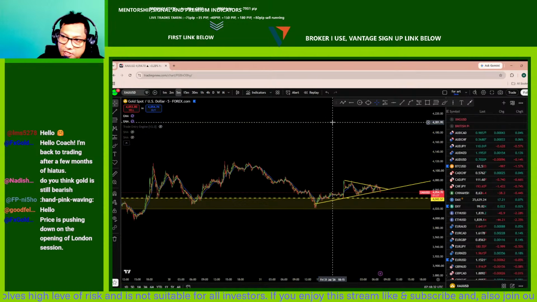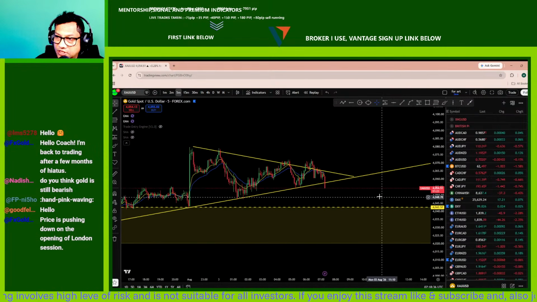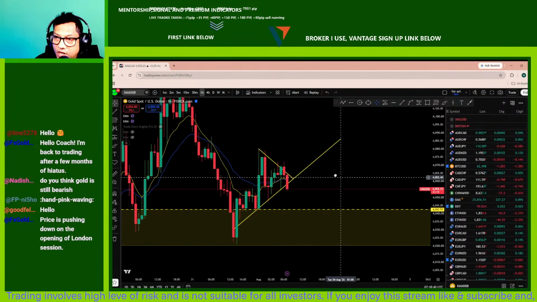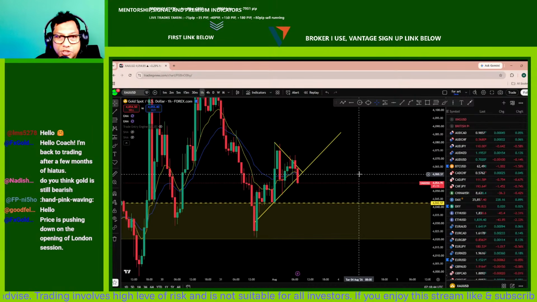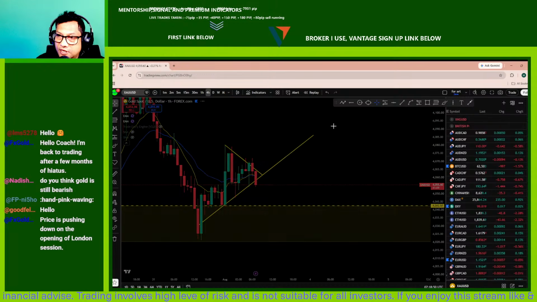So I'm deleting this level here to see where the market is heading. If you look at the hourly chart also, I always like to look at multiple time frames to see where the price is pushing down on the opening of the London session. Yes, this is what you can see.